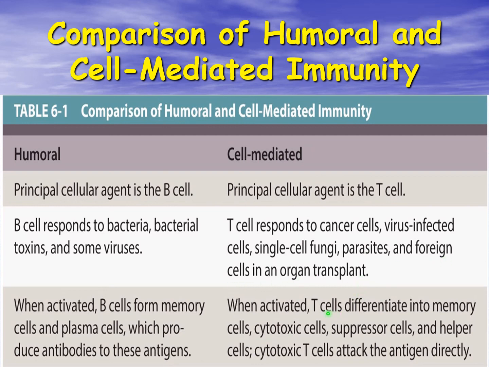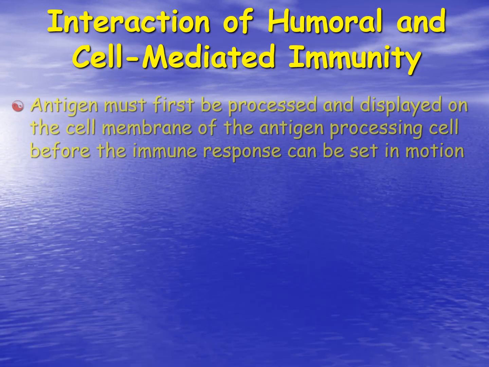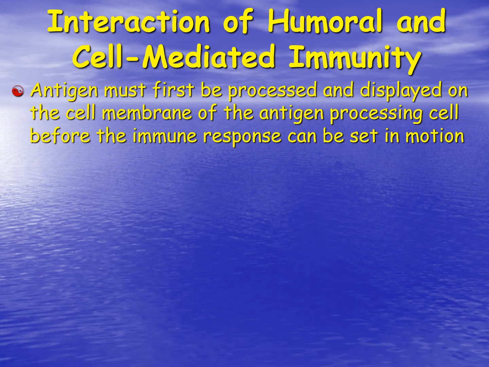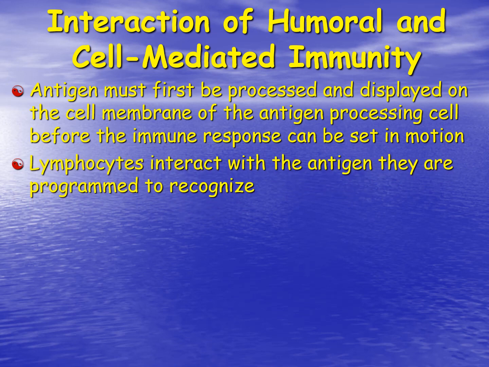When activated, the T cells also will differentiate into memory cells, but they also will form cytotoxic cells, suppressor or regulatory cells, and helper cells. The cytotoxic T cells are the ones that will attach to the antigen directly and kill whatever the antigen is attached to. The antigen must first be processed and displayed on the cell membrane of what's known as the antigen-presenting cell before the adaptive response can be set in motion.